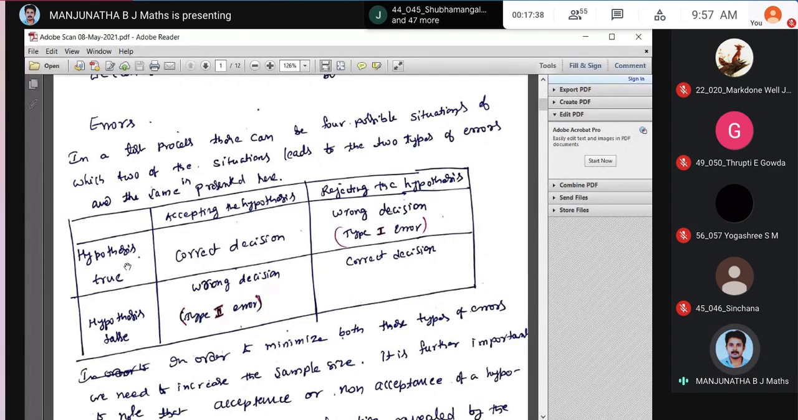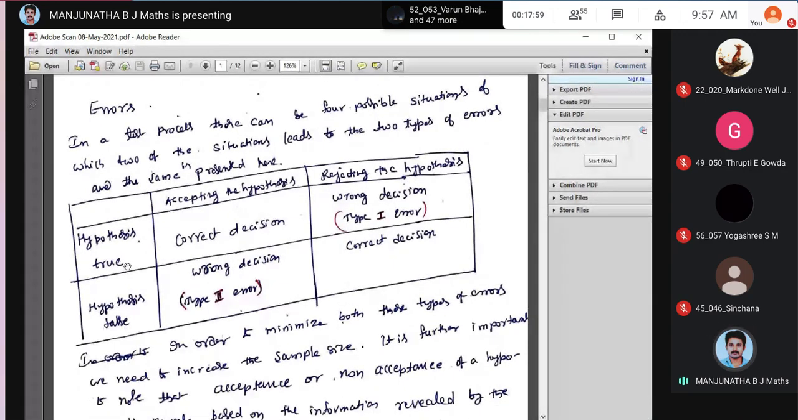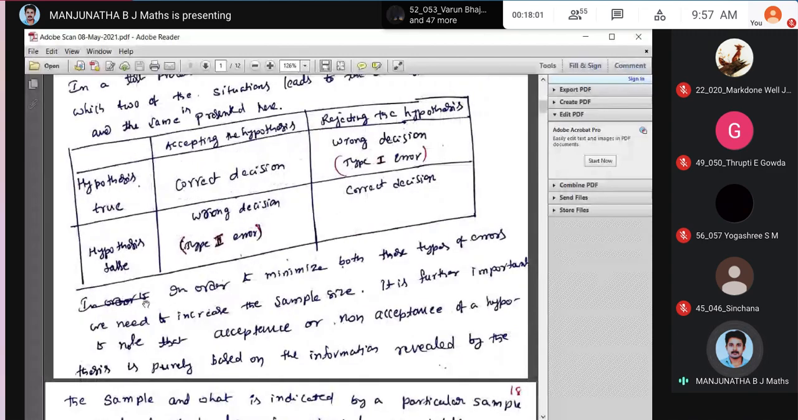We reject the hypothesis, that is the wrong decision. We expect that is a type 1 error, where an error occurs, that is called type 1 error. Sometimes what happens, hypothesis is false, we accept the hypothesis, that is the wrong decision, we call it a type 2 error. We reject that hypothesis, that is the correct decision. So in order to minimize both types of error, we need to increase the sample size, right?